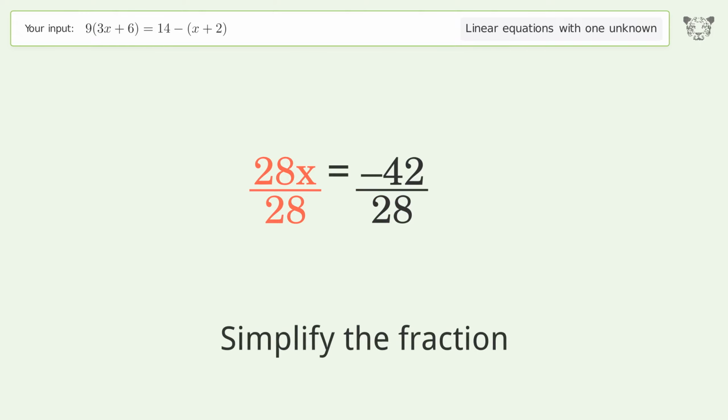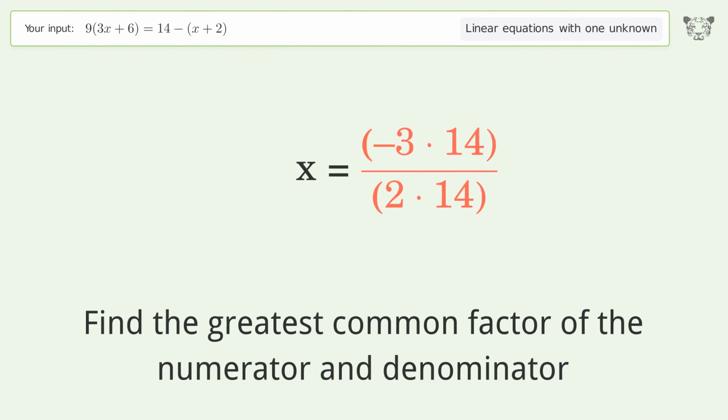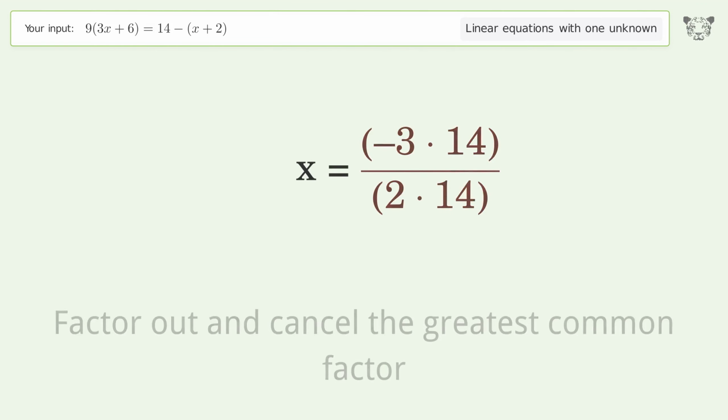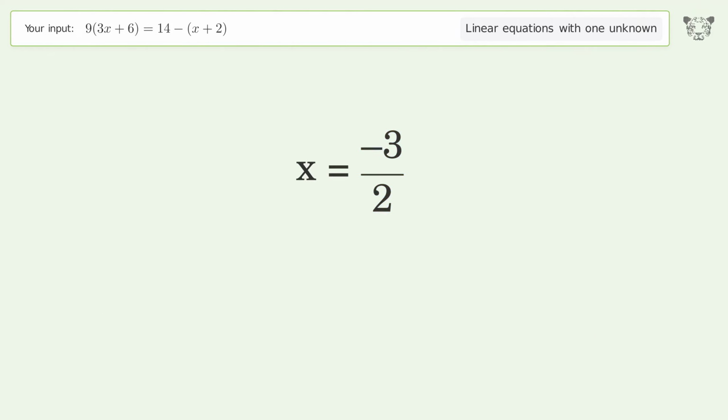Simplify the fraction. Find the greatest common factor of the numerator and denominator. Factor out and cancel the greatest common factor. And so the final result is x equals -3/2.